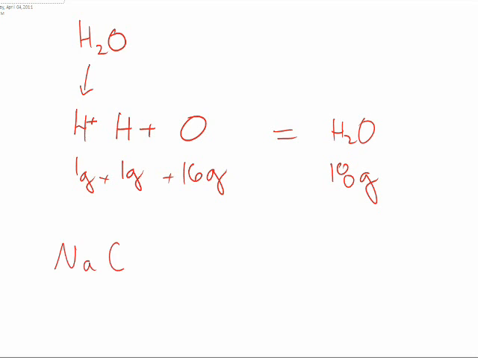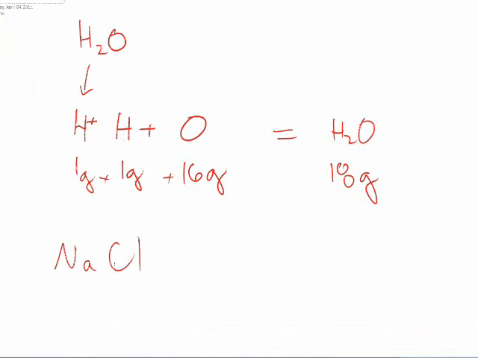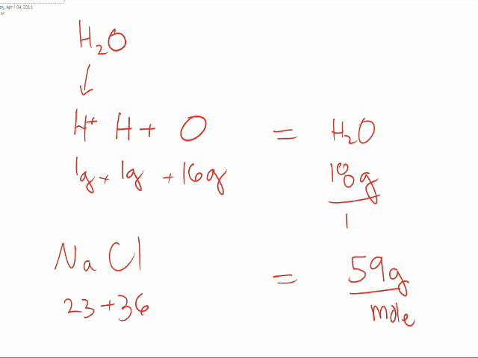What about sodium chloride? Sodium is 23, and we add it to chlorine, which is 36. So that's 23 plus 36, and that equals 59 grams. And we could say 59 grams per mole. And that is the molar mass of sodium chloride.